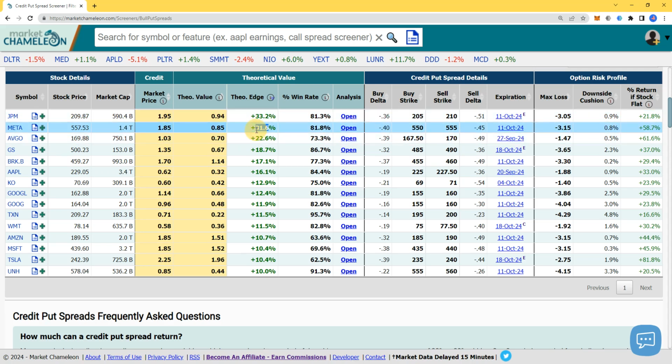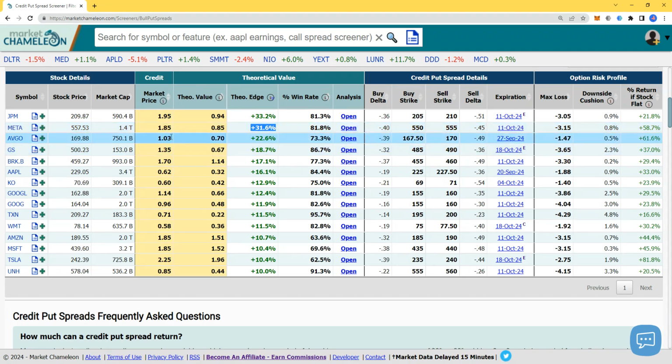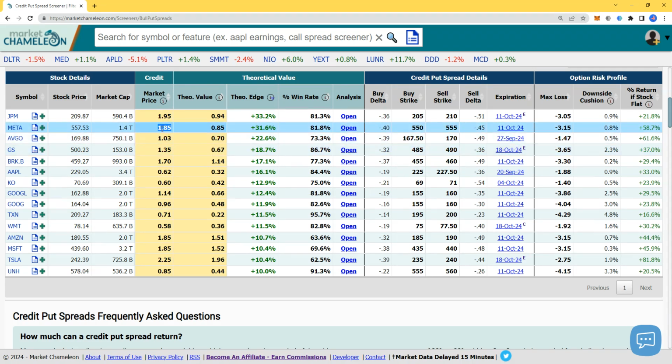But look at this, theoretical edge 31.6%. Okay, and it tells you are collecting, look at this, $185 collected compared to 85. This is a beautiful thing. Collect 185, that's extra $100. That's more than double the income than what you should have collected based on history.